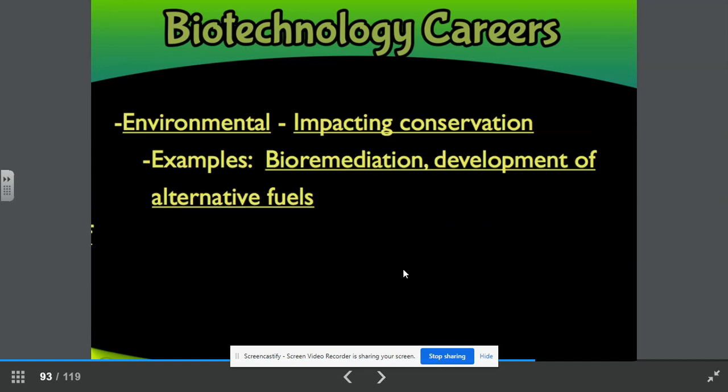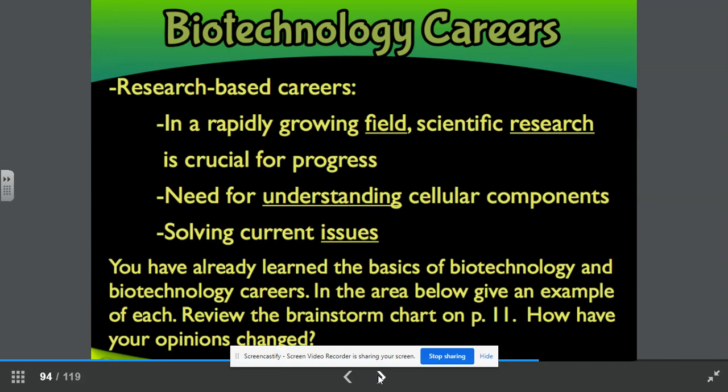Environmental, impacting conservation efforts. Examples would be bioremediation and the development of alternative fuels. Research-based careers in a rapidly growing field that will include scientific research is crucial for progress. They are needed for understanding cellular components and for solving current issues.